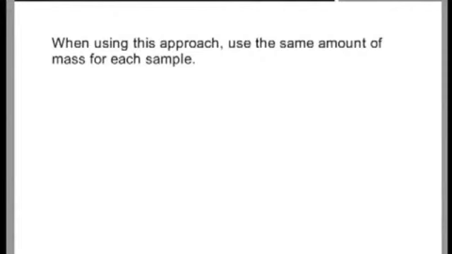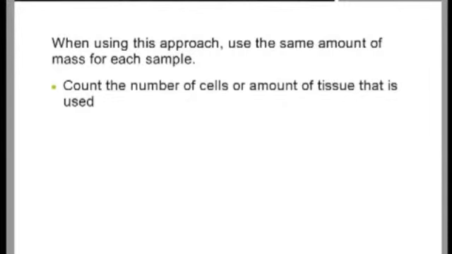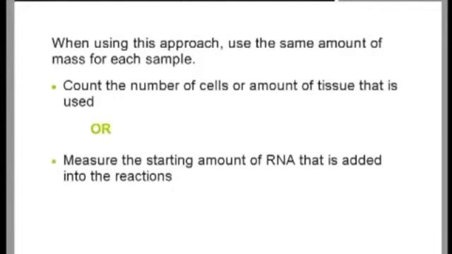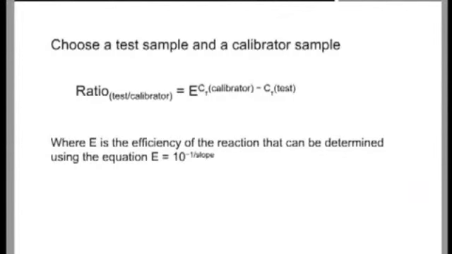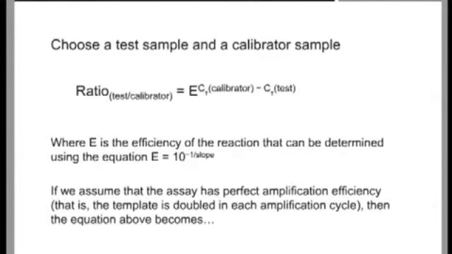When using this approach, use the same amount of mass for each sample. Carefully count the number of cells or amount of tissue that is used, or carefully measure the starting amount of RNA that is added into the reactions. After PCR, the CT values for the test sample and calibrator are used to calculate the ratio between them using the following equation, where E is the efficiency of the reaction, which is calculated using the slope of a standard curve. If we assume that efficiency is perfect, or 100%, then E in the equation simplifies to 2, and we can rearrange the equation as follows.